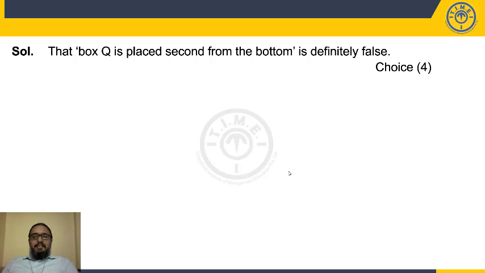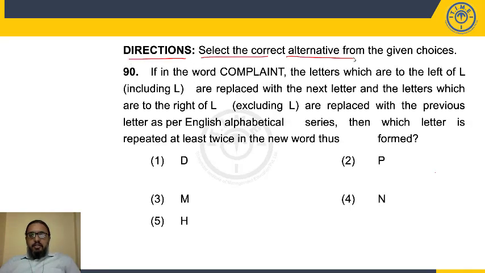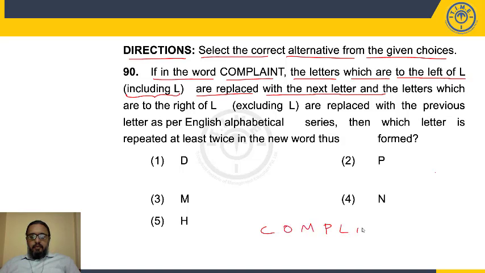Okay. Next. Directions. Select the correct alternative from the given choices. If in the word complaint, the letters which are to the left of L, including L, are replaced with the next letter, okay? So we have the word complaint. Now he says the letters which are to the left of L, including L. That means all these letters are replaced with the next letter. That means you'll get D, P, N, Q, M.